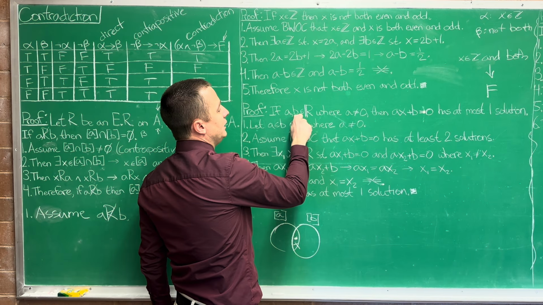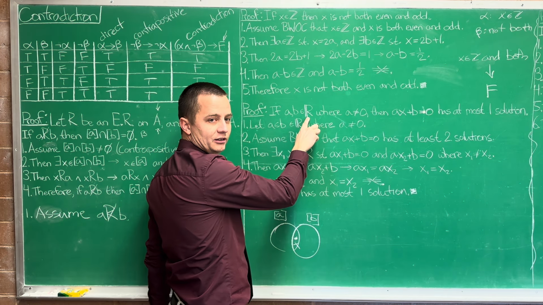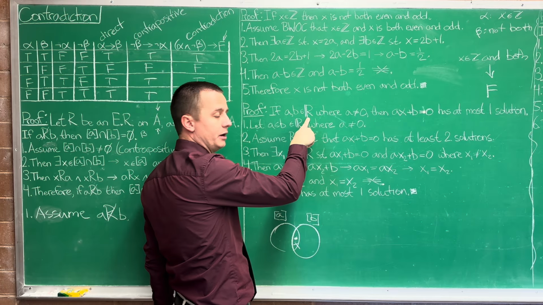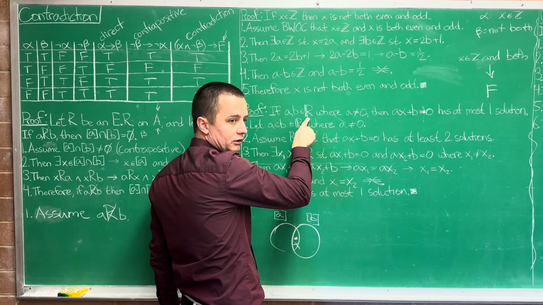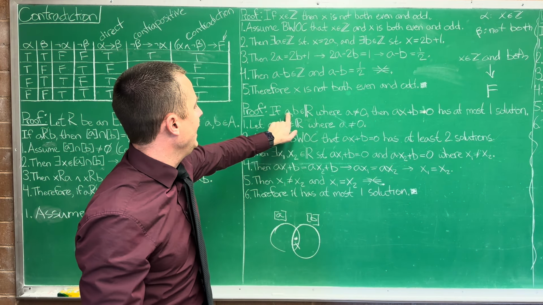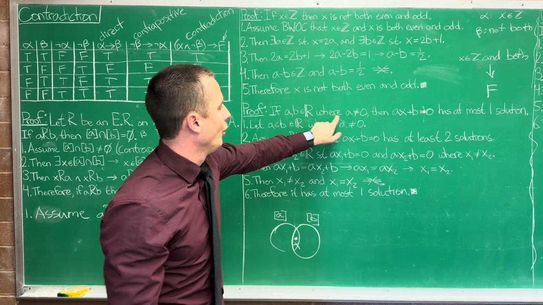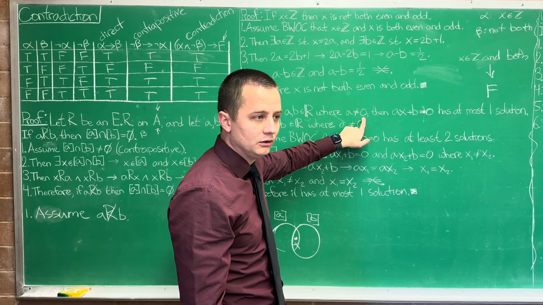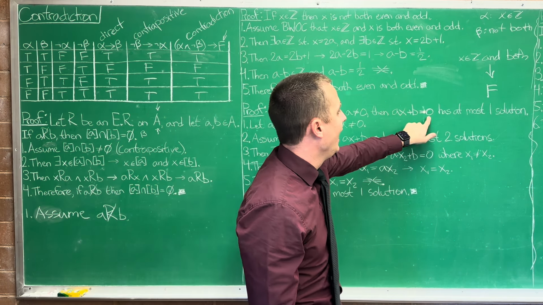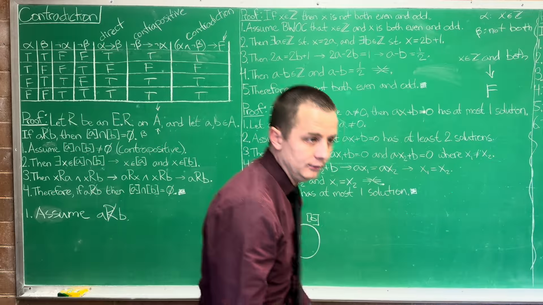If A and B are in, have we talked about this set? The real numbers. So that fancy R means all real numbers, pretty much anything you can think of as a number. So pi's in there, the square root of 2's in there, etc. So if A and B are in the real numbers, where A is not equal to 0, then this equation, ax plus b equals 0, has at most one solution.